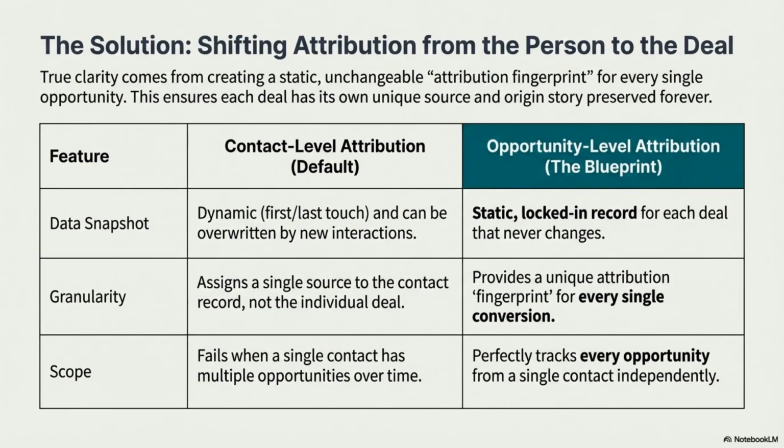Here's the fix. We shift attribution from the contact to the opportunity. Instead of dynamic, constantly changing attribution, we create a static attribution fingerprint for every deal that never changes once it's captured. This gives you 3 advantages: a locked-in snapshot of attribution for each conversion, fine-grained tracking that ties UTM data to the opportunity, not the person, and perfect attribution, even when one person creates multiple opportunities.